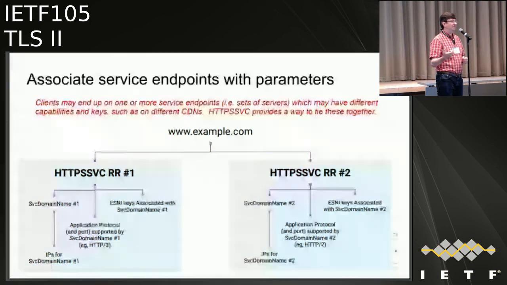the actual server name and the port number for that, and associates that together, because you may have some server names which implement some ports and other server names that implement other ports. So HTTPS service basically takes that and extends that and allows additional attributes to start getting associated onto that. In the particular case for TLS, ESNI keys becomes one of those, but we could potentially see other things being associated on there in the future. Next slide.